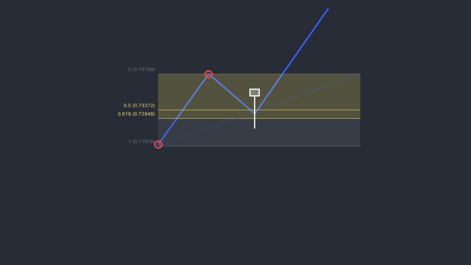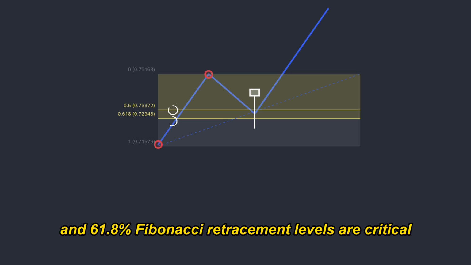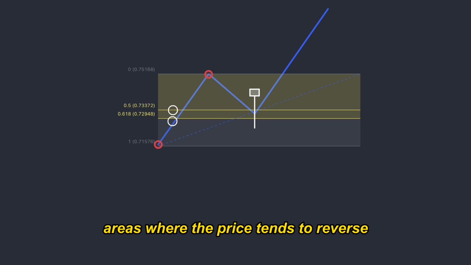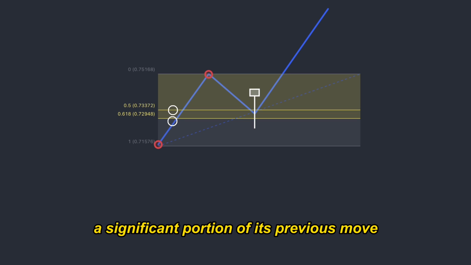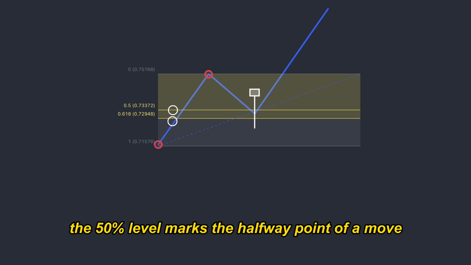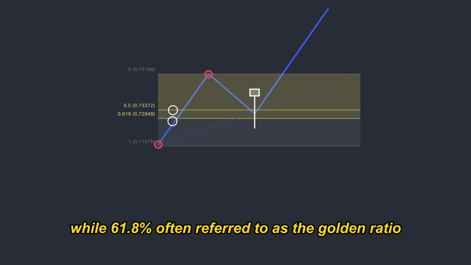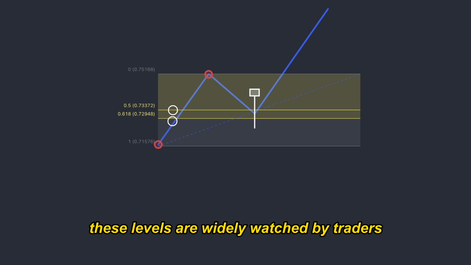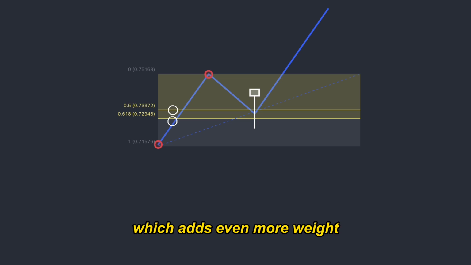The 50% and 61.8% Fibonacci retracement levels are critical because they represent areas where the price tends to reverse after retracing a significant portion of its previous move. The 50% level marks the halfway point of a move, while 61.8%, often referred to as the golden ratio, is known for its reliability in financial markets. These levels are widely watched by traders, which adds even more weight when price action reacts at these points.